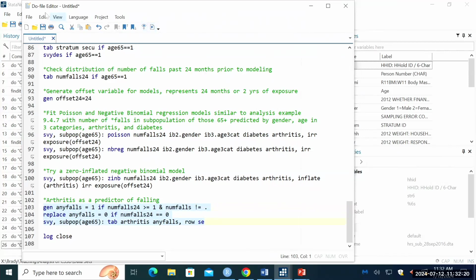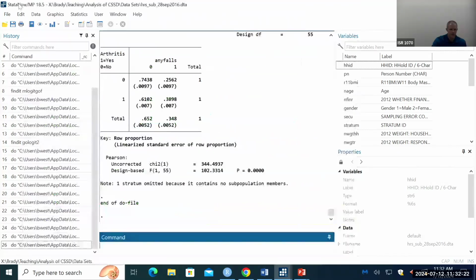Subpop. So if I create that variable and do this analysis, I basically see there's a big difference in ever having fallen, depending on whether or not you have arthritis. That Rao-Scott test is significant at the 0 level. So that's just where that large relationship is coming from in the overall inflation. So that's a good thing to check.